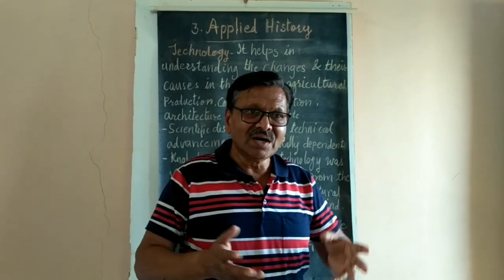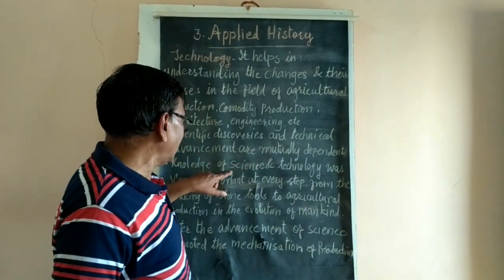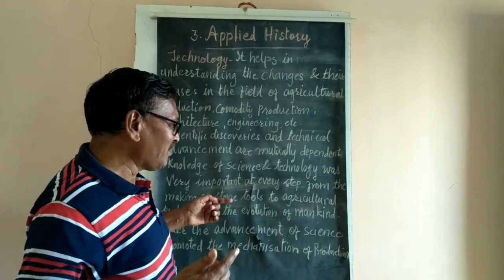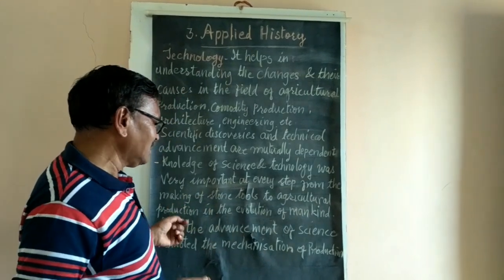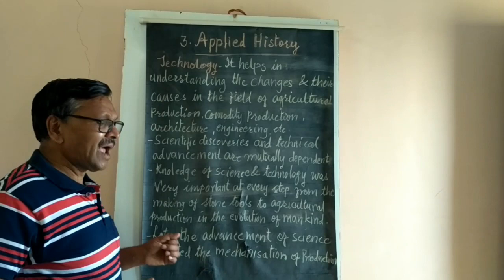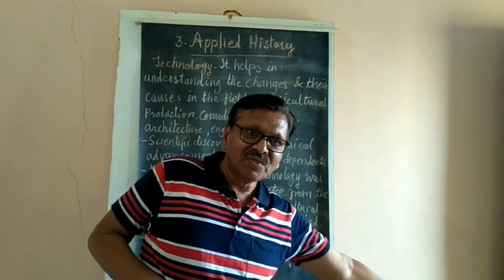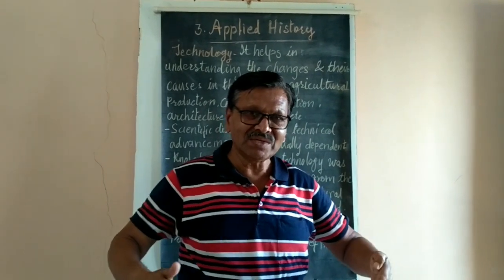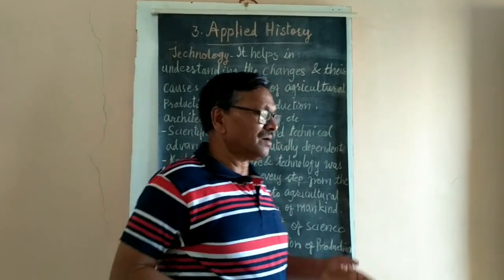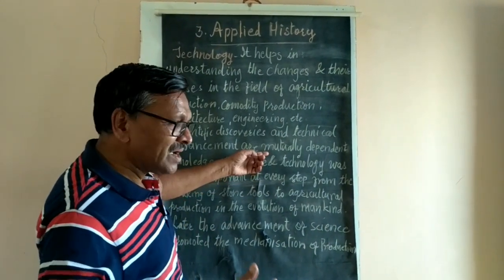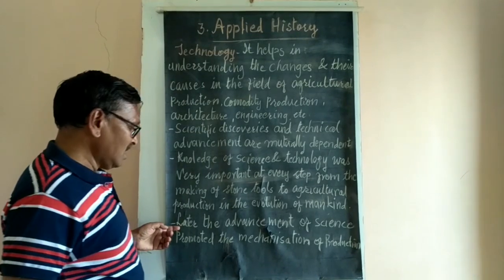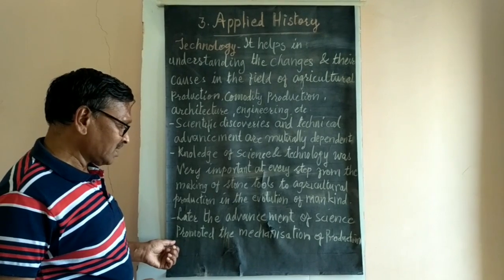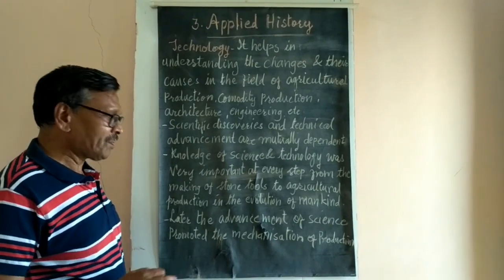In this way, scientific knowledge and technology are very important in the fields of agriculture and agriculture production, right from the Stone Age man till today. Science and technology we are using, and they are mutually dependent on each other. Later, the advancement of science promoted the mechanization of production.